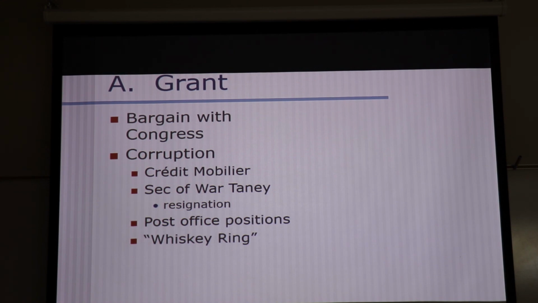You also had the whiskey ring up in New York City, which was basically a group that wouldn't collect tariffs or anything like that and would sell goods. Also, they would sell contraband items, making a whole lot of money totally illegally. And these are government officials.